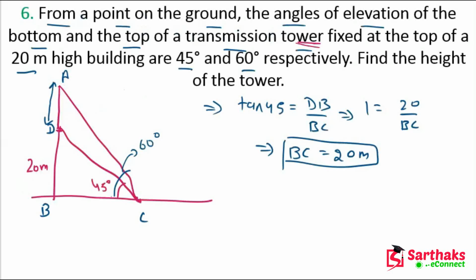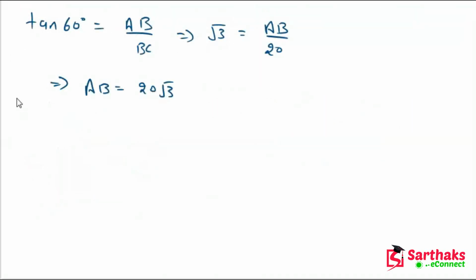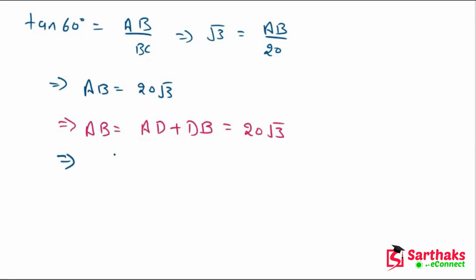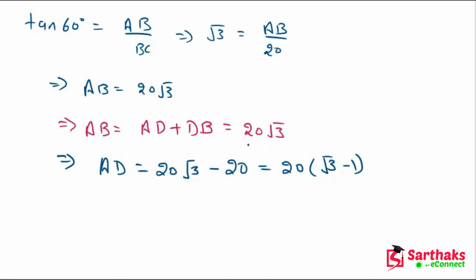So now what is AB? AB is AD plus DB. AB is equals to AD plus DB. This is equals to 20 root 3. With the help of this equation, we can easily find the value of AD, which is equals to 20 root 3 minus DB. DB is 20. So from this we get 20 into root 3 minus 1.